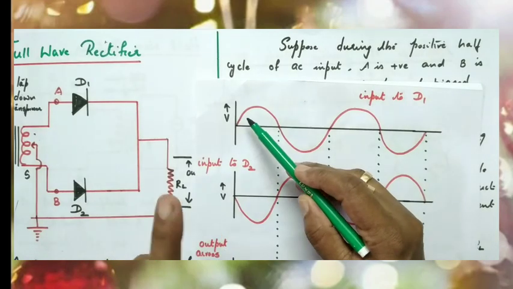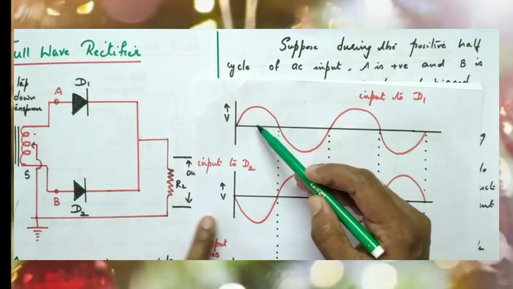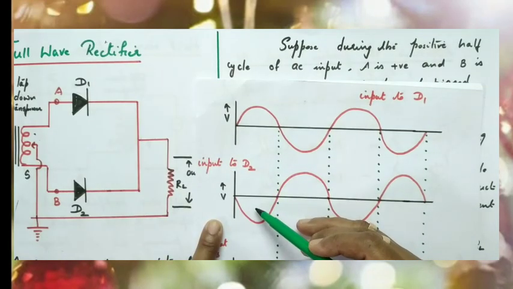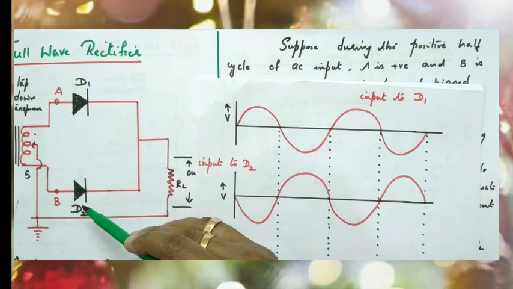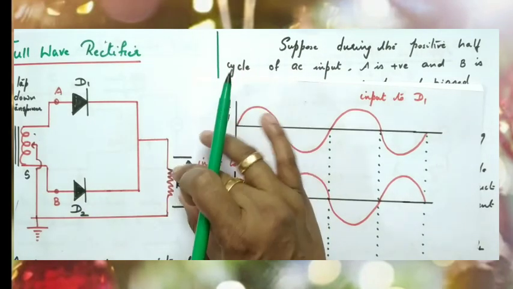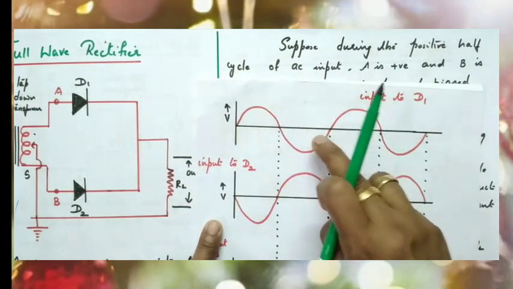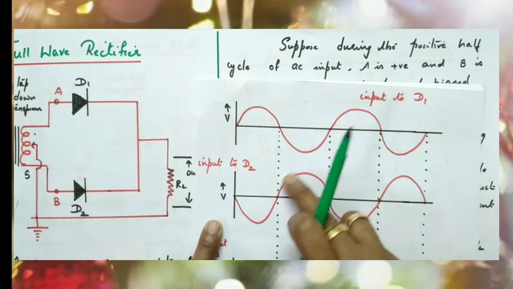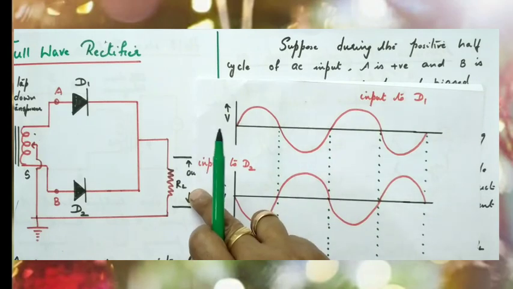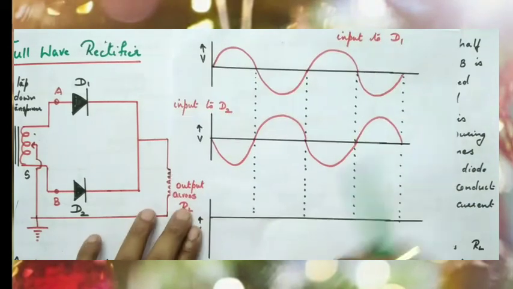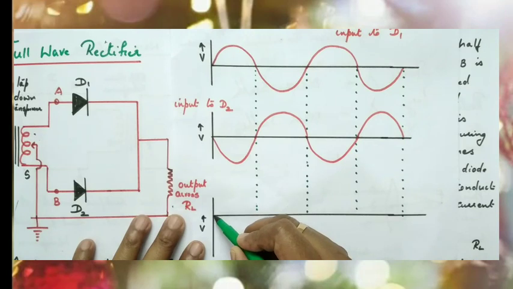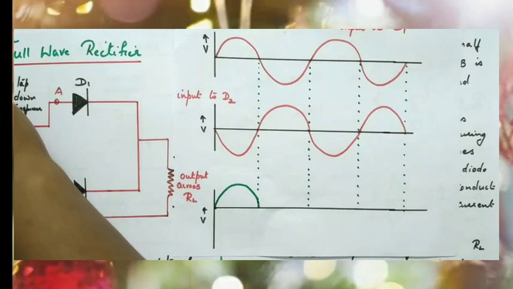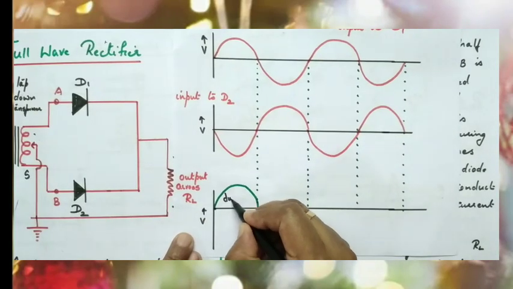So during the positive half cycle of input AC, D1 gets the positive half, hence it is forward biased. At the same time diode D2 gets the negative half, hence it is reverse biased, and we get the output only due to D1. Then during the negative half cycle, diode D1 gets the negative half, diode D2 gets a positive half, and the output is only due to D2. So how will you draw the output? Here there is an output, this is due to D1.